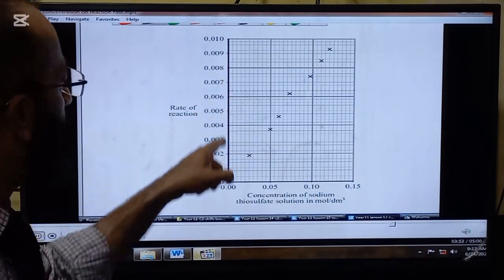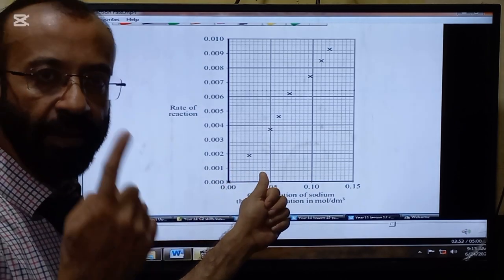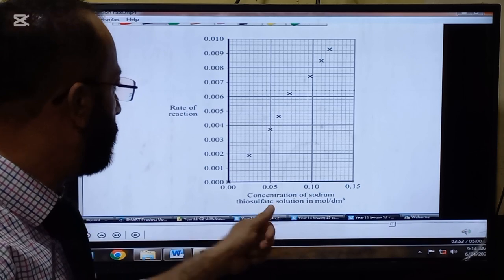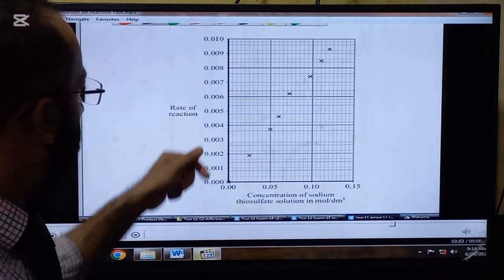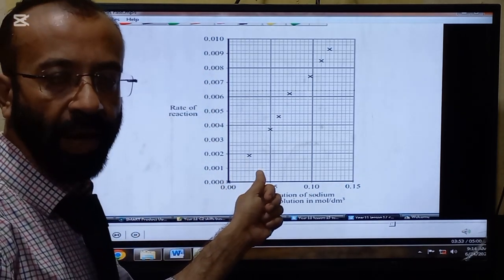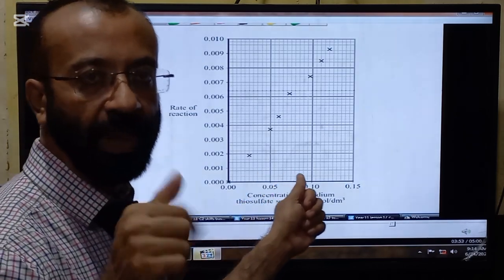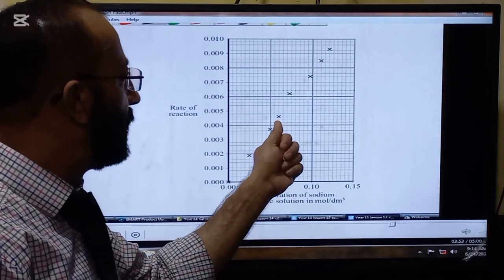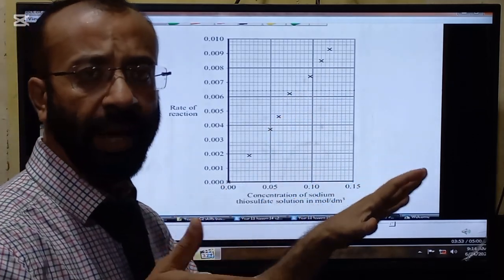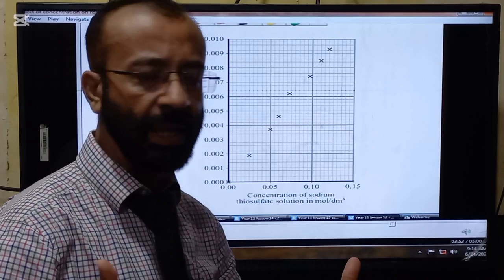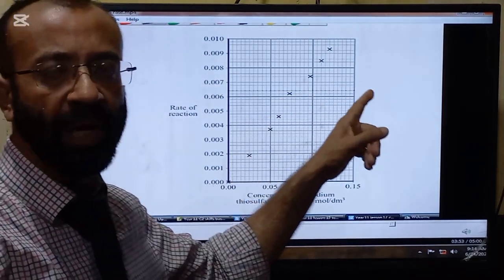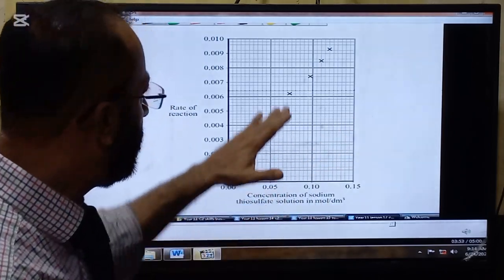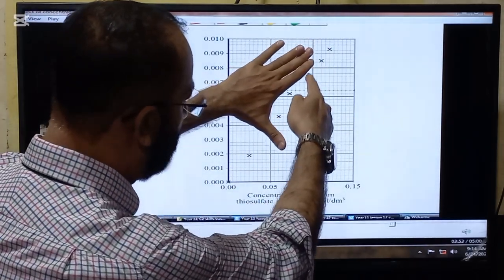So here is our graph paper. This is the result of the first experiment. Look now, concentration of the sodium thiosulfate, and here is the time. So this will be the first point that is obtained from the first reaction. This is the mark of the second reaction, third, fourth, fifth. So you have performed 5 or 6 experiments. So 5 or 6 points will be made on the sheet of graph paper, and then we have to draw the line of best fit through it.